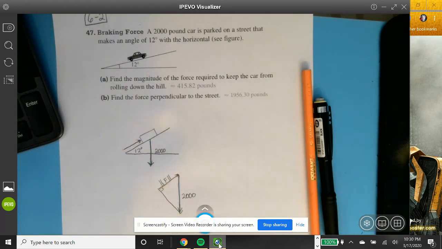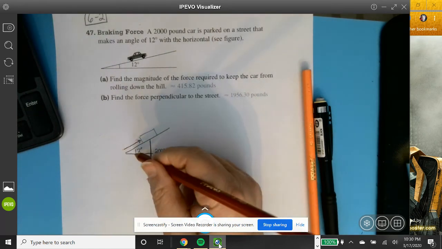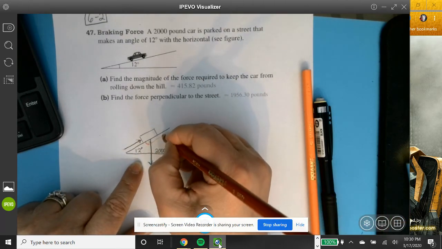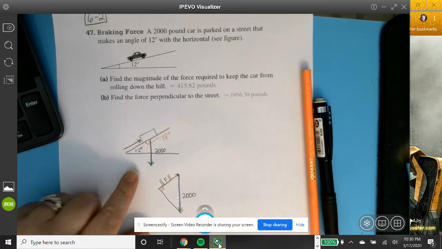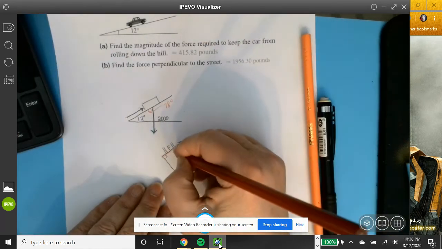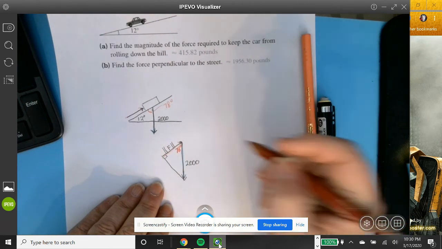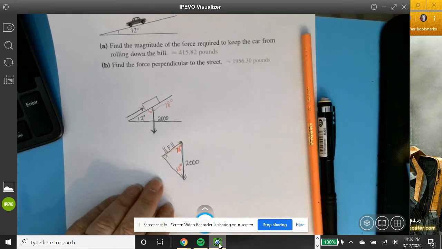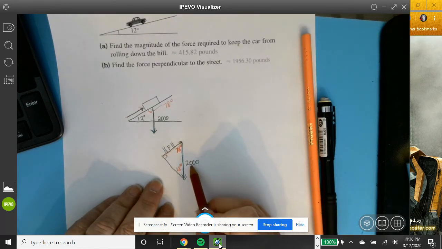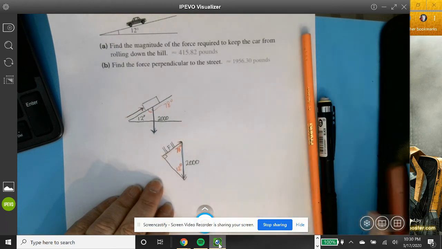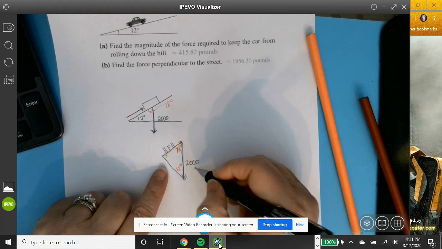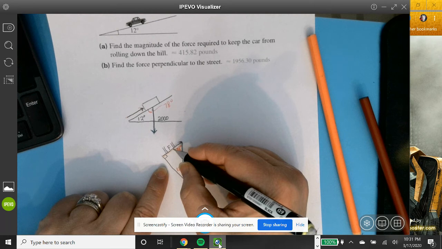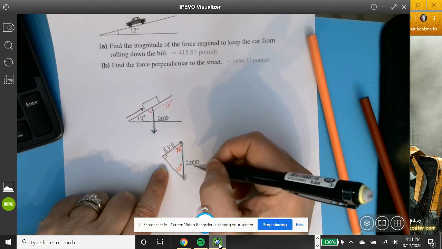Well, because I know that this is 12 degrees. If this is 12 degrees, then I know this angle here has to be 78 degrees. Which means this angle is 78 degrees, which means this angle is 12. And I want to find the magnitude of the force. Well, I don't know that, but I do know this, and I know an angle. So this is the hypotenuse. The 2,000 is the hypotenuse. So I can either use 12 or 78.